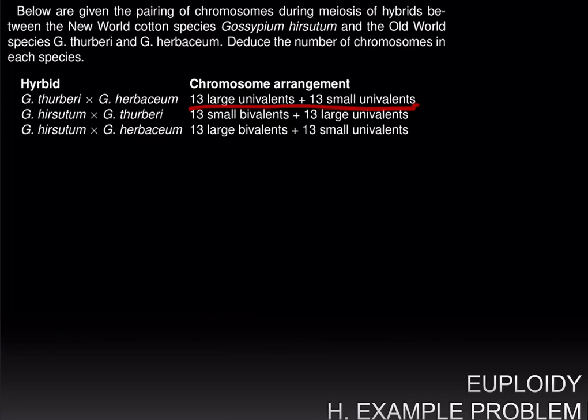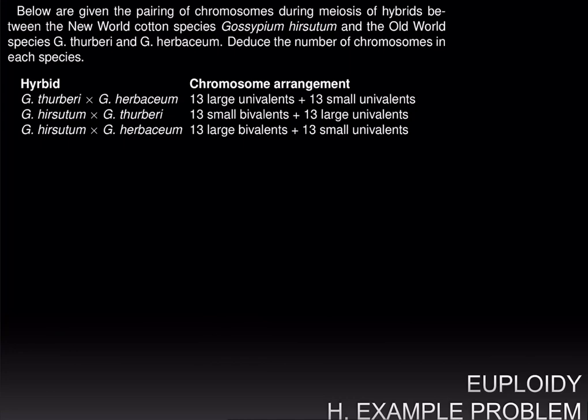small univalent chromosomes. When we make a hybrid between Hirsutum and Thurberry, during meiosis in this hybrid, we have 13 small bivalents and 13 large univalents. And in the last cross between Hirsutum and Herbaceum, in meiosis in this hybrid, we have 13 large bivalents and 13 small univalents. So let's just try to make sense of this.